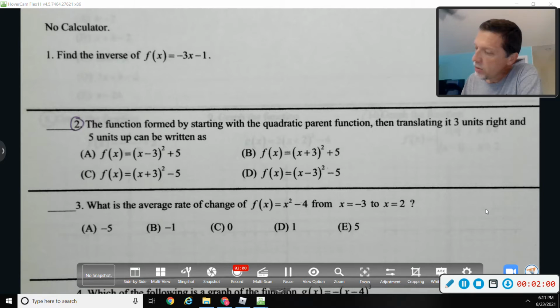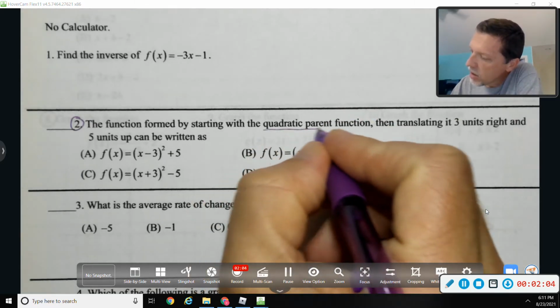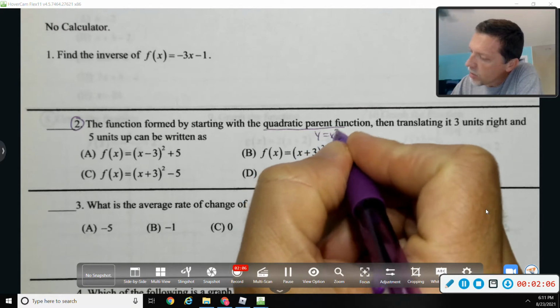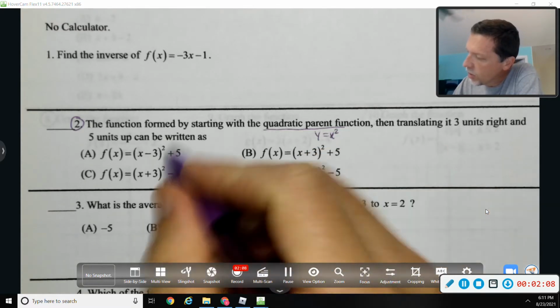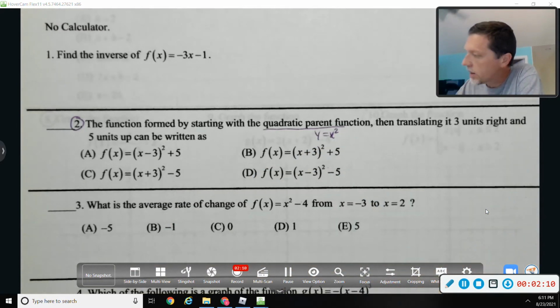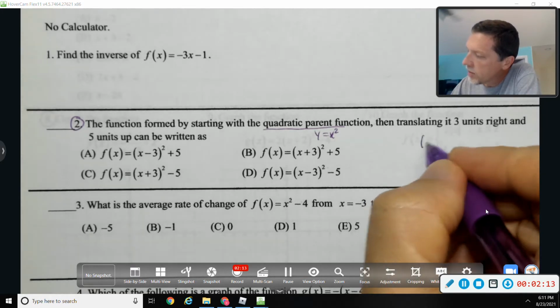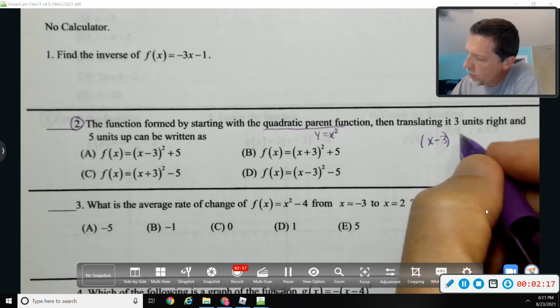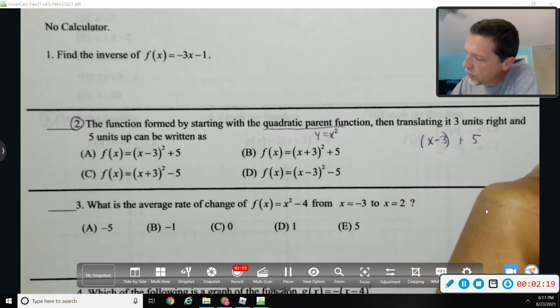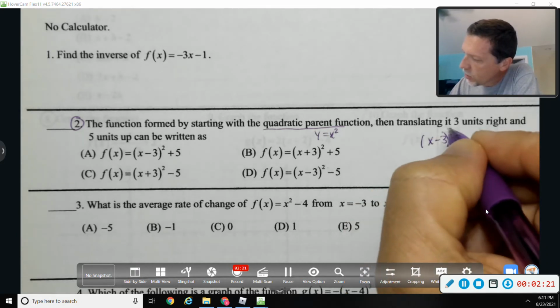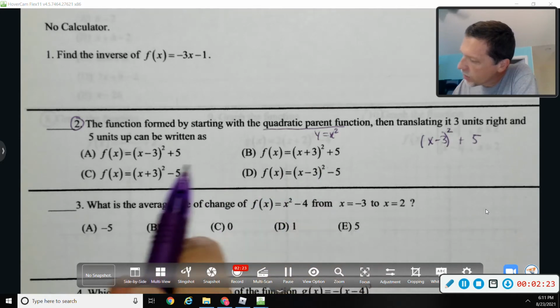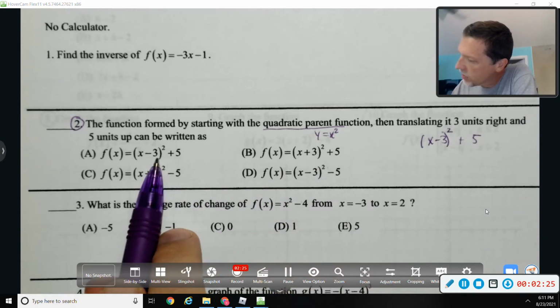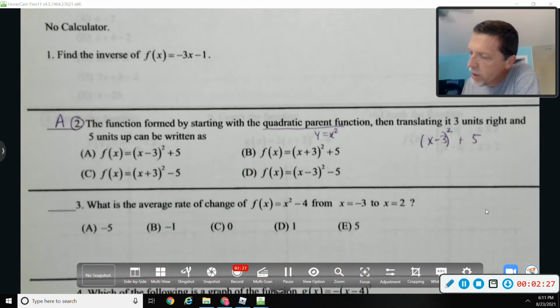So, number 2, function form by starting with the quadratic parent function, so y equals x squared. Now, they're all quadratic, so that doesn't really help a whole lot. 3 units right, so that would be x minus 3. 5 units up, so plus 5. And then it's squared, so let's see. I want an x minus 3 squared and a plus 5. That would be a.